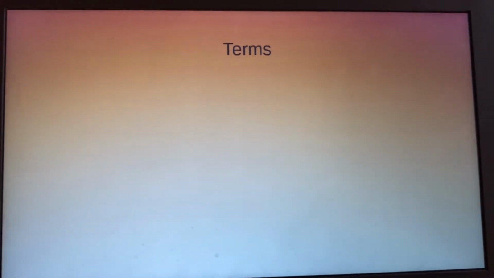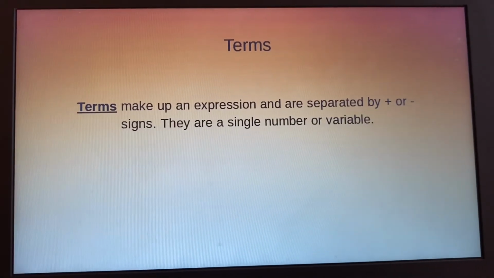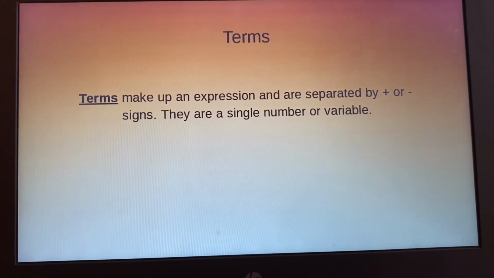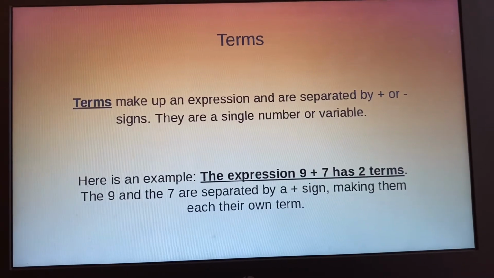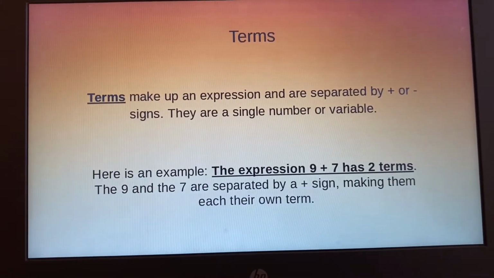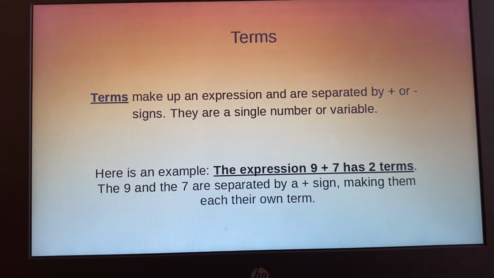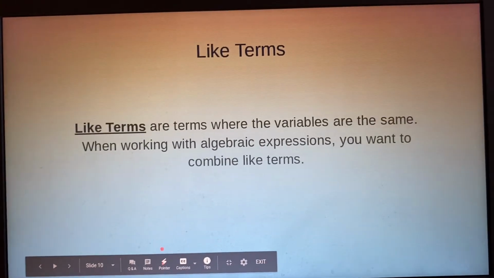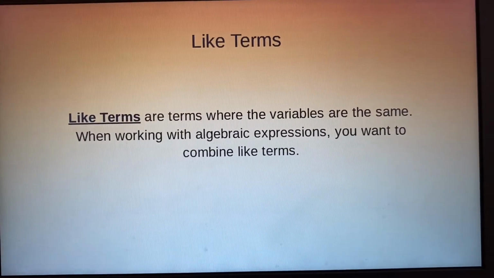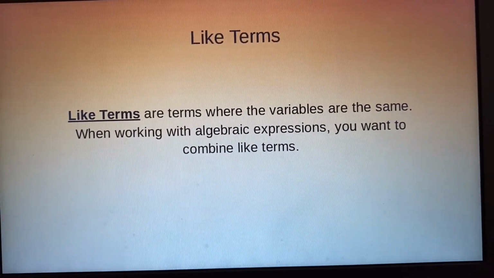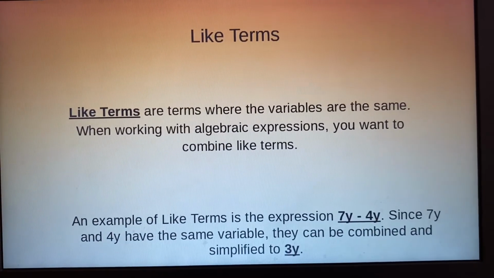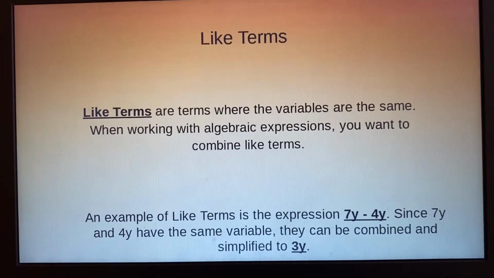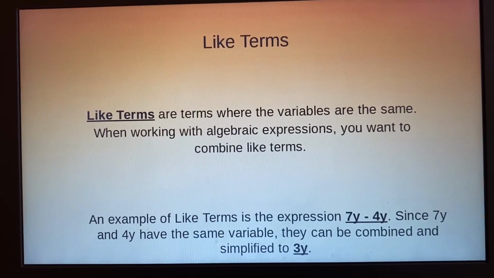We also have terms. Terms make up an expression and are separated by plus or minus signs. They are a single number or variable. Here is an example. The expression 9 plus 7 has 2 terms. The 9 and the 7 are separated by a plus sign, making them each their own term. Finally, we have like terms. Like terms are terms where the variables are the same. When working with algebraic expressions, you want to combine like terms. An example of like terms is the expression 7y minus 4y. Since 7y and 4y have the same variable, they can be combined and simplified to 3y.